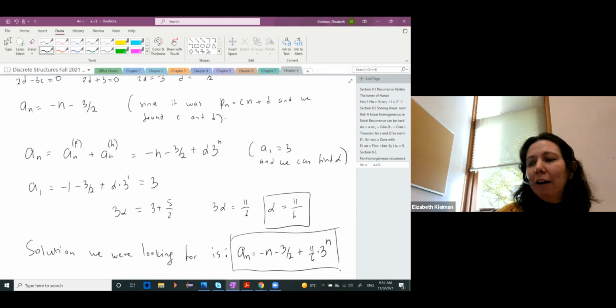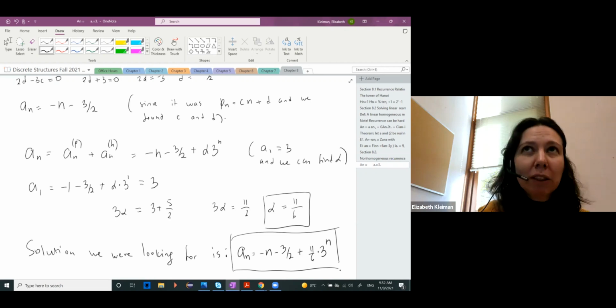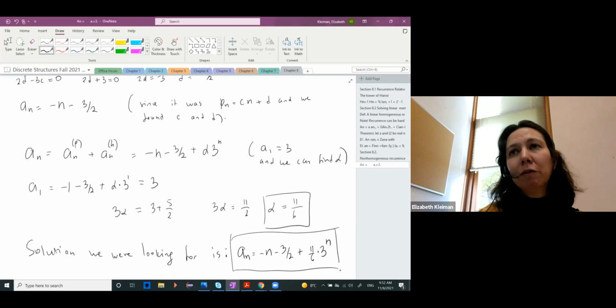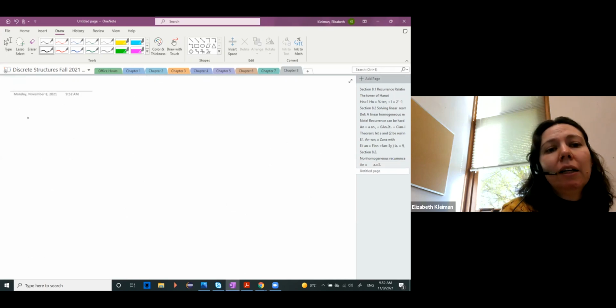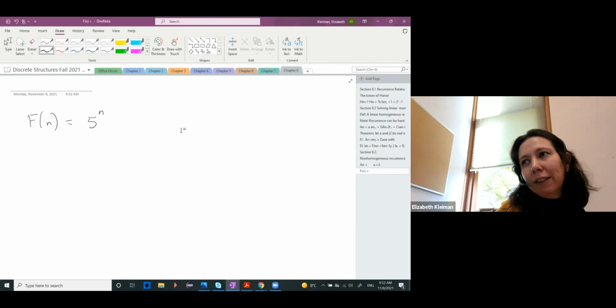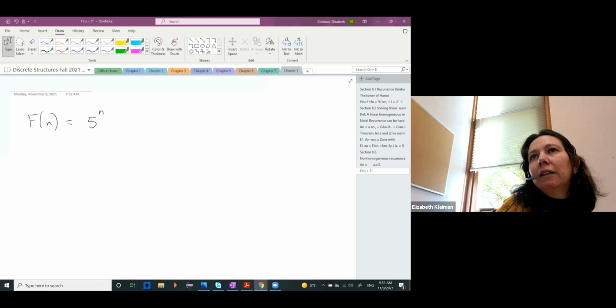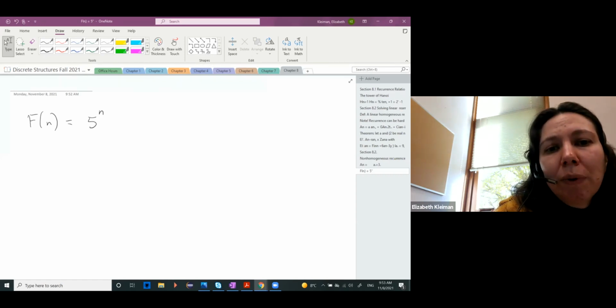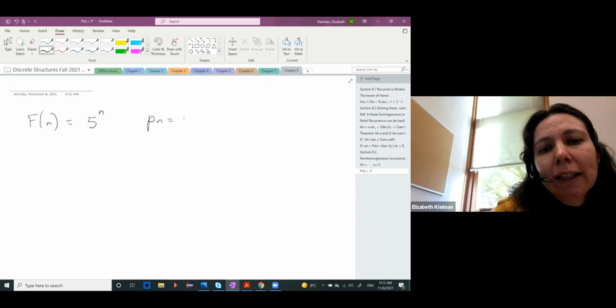Of course, it doesn't have to be of that form. This was probably one of the simplest examples you could have gotten. Of course, your f of n might be more complicated. If your f of n is of the form, I don't know, 5 to the power n, for example, then in this case you will be looking at a solution of the form: the particular solution is going to be a constant multiplied by 5^n.